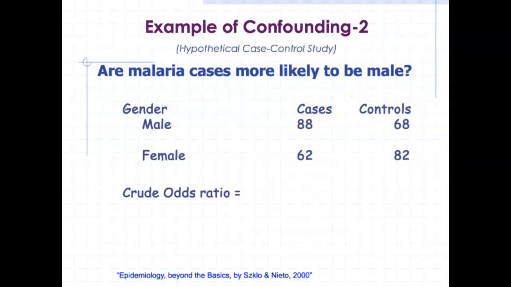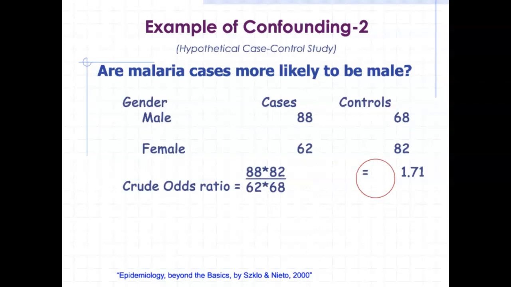And then let's say that this is what the data looked like. I ended up with 88 male cases, 62 female cases, 68 males without malaria, and 82 females without malaria. So we set up this 2x2 table, and given that this is a case control study, we would calculate an odds ratio. So when I do that calculation, this is what my data would look like. You might want to pause this video and calculate it for yourself to make sure that you get the same number.